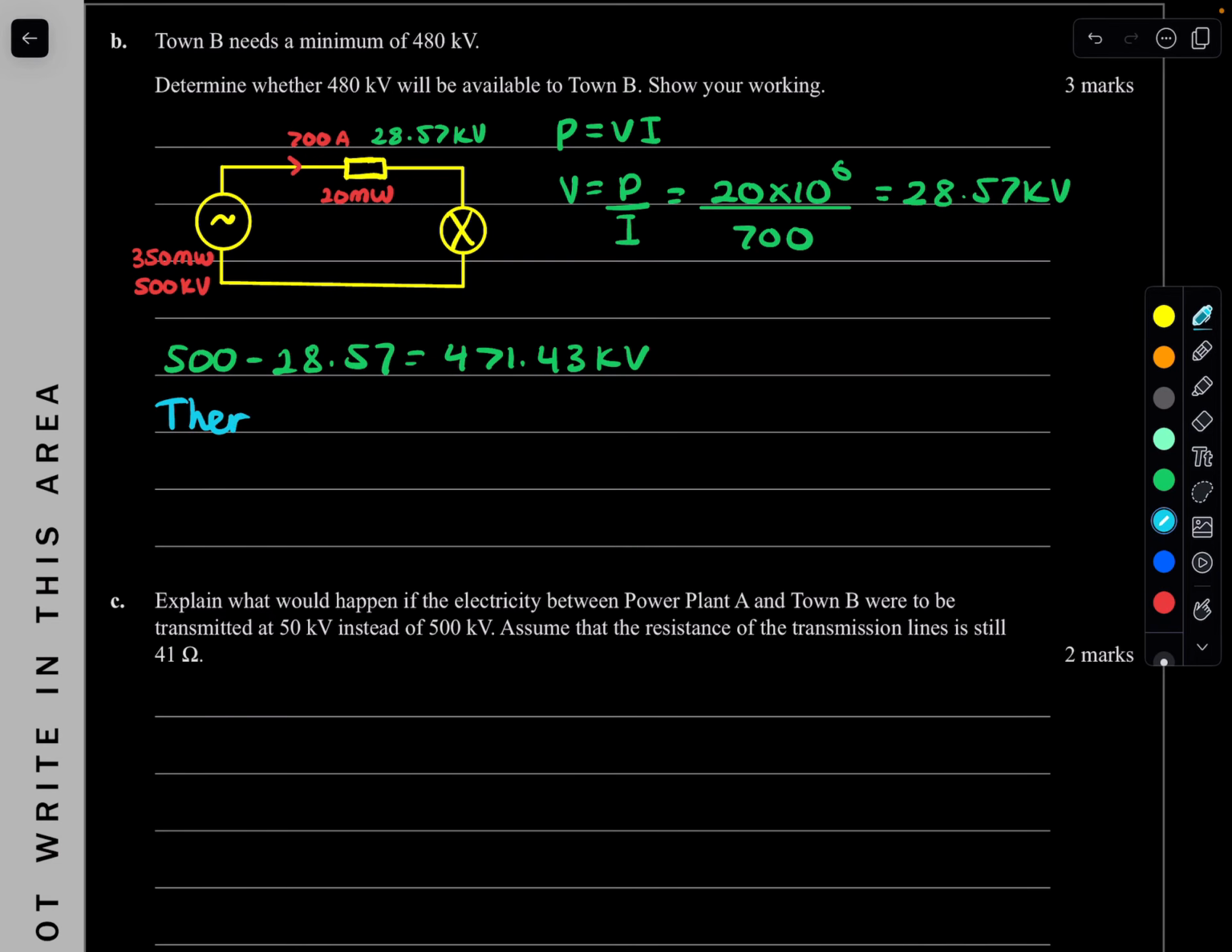There won't be enough voltage for town B. Easy.